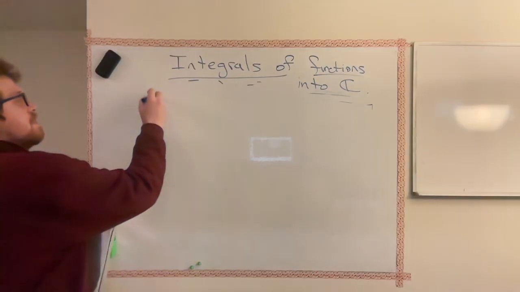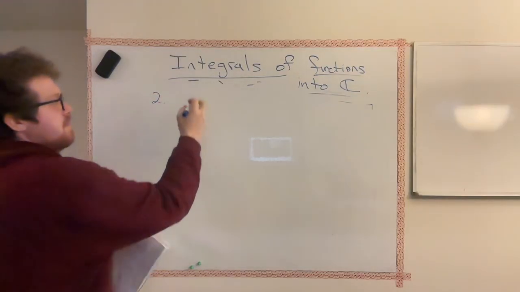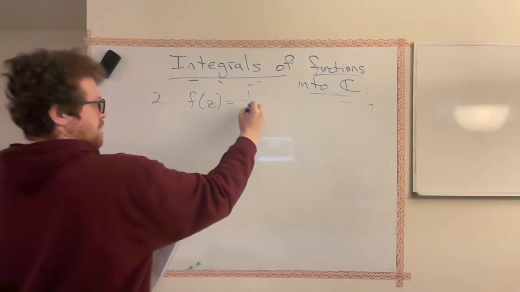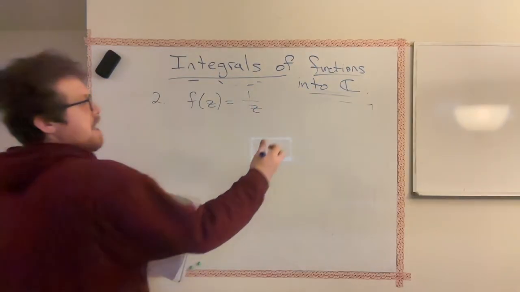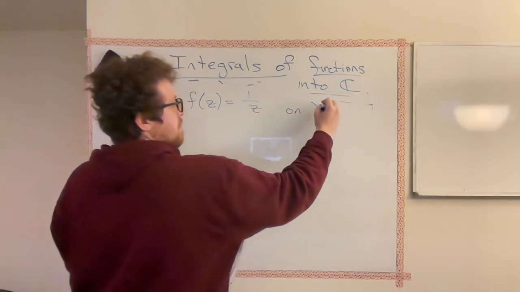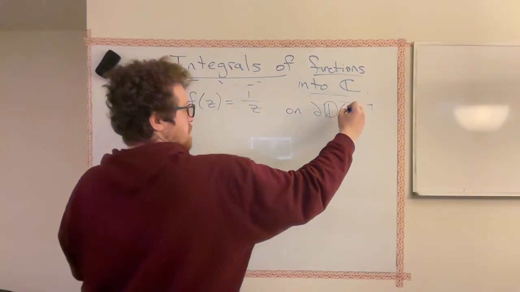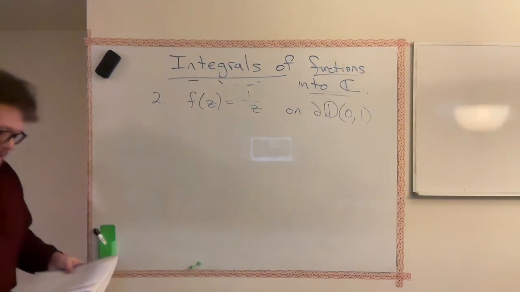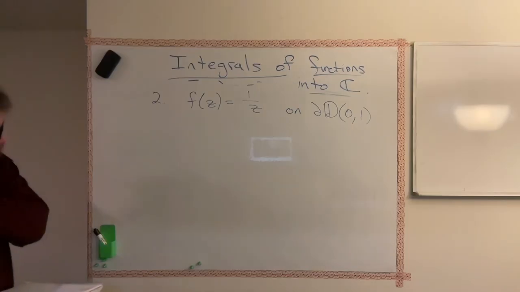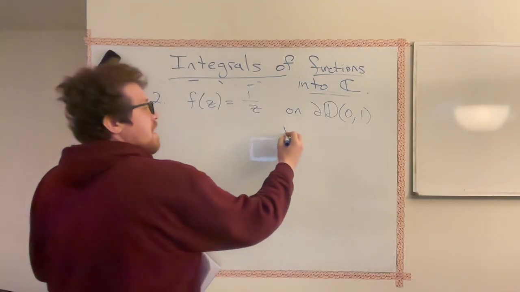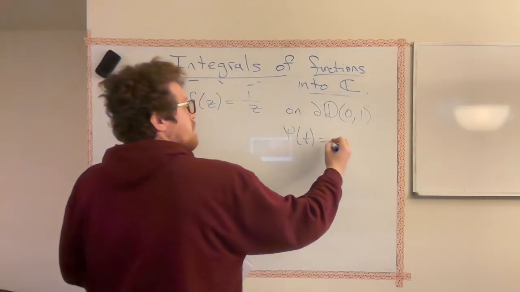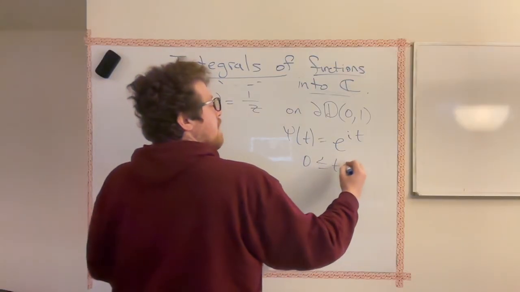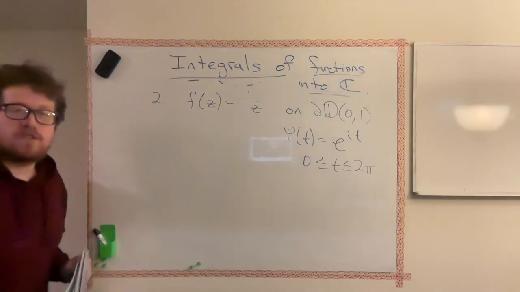Okay, so second example, take a complex line integral. Our function is 1 over z, like this. And again, we're going to integrate it on the boundary of this closed disk of radius 1. Right, so what is the parametrization? I already wrote this before, but gamma of t is e to the it, and t is between 0 and 2 pi.